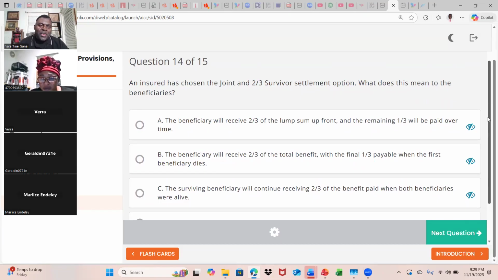Miss Geraldine, are you there? If you're there, let us know by reading this one here. Miss Geraldine, are you there? Yes. An insurer has chosen the joint and two-third survivors settlement option. What does this mean to the beneficiaries?